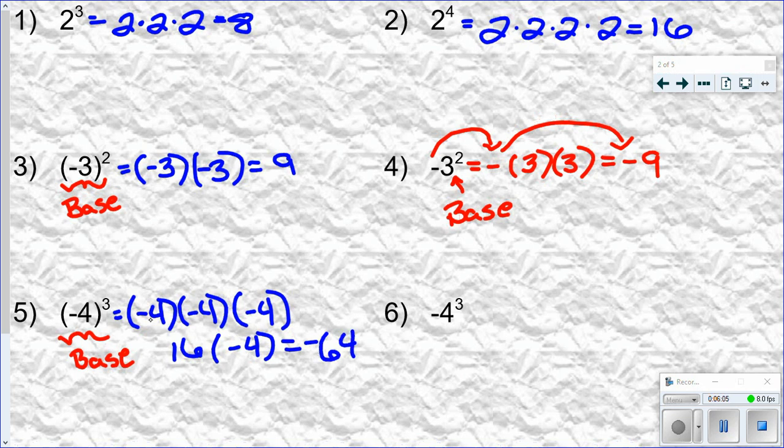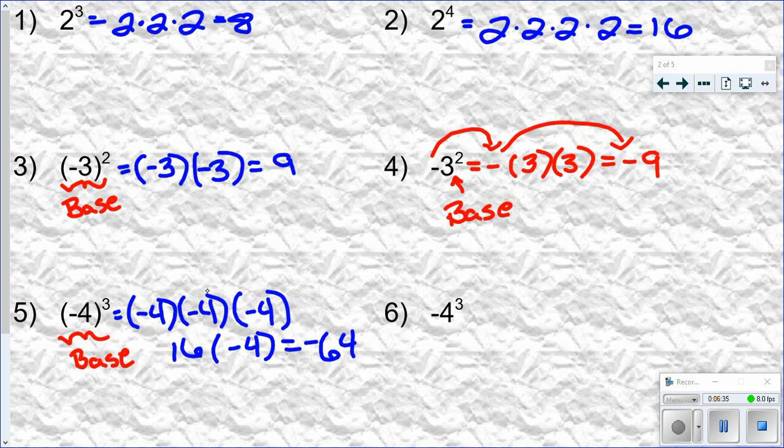Now, one shortcut you can do when you're multiplying several numbers together and you have positives and negatives: count how many negatives there are. An odd number of negatives results in a negative answer. If you have an even number of negatives, you're going to end up with a positive answer. So you can see up here we had 2 negatives. That's an even number. Our answer was positive. Here we have 3 negatives. That's an odd number. So our answer is negative.